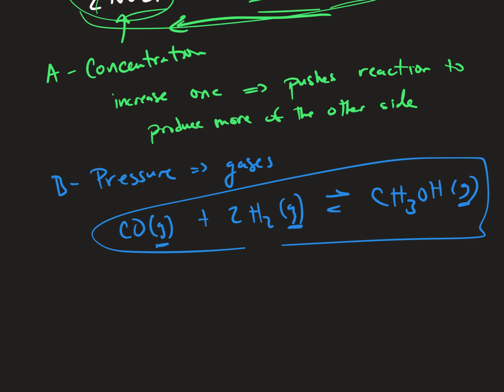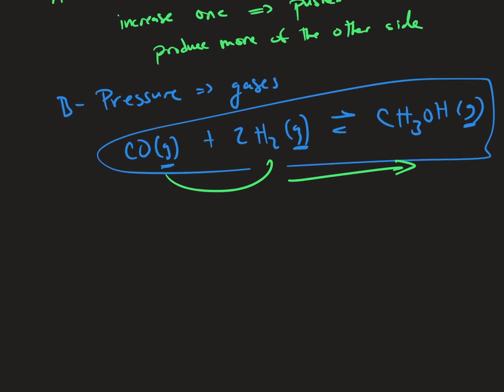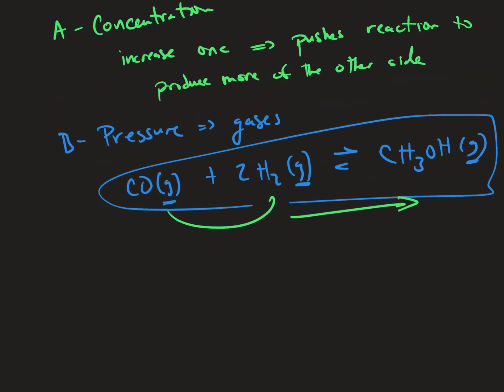So if we increase pressure, these things are going to collide more often, right? These guys are going to collide and produce more product. So you have to find out where the gases are. Good? Any questions on pressure? Okay, and the last one is changes in temperature.